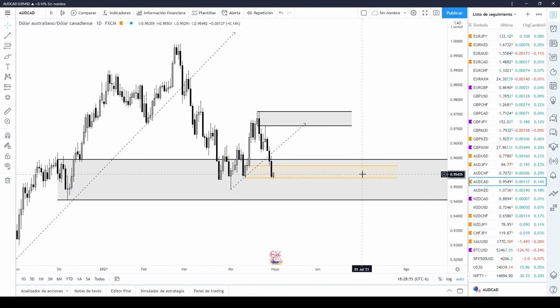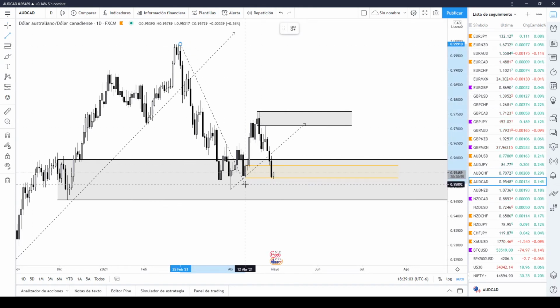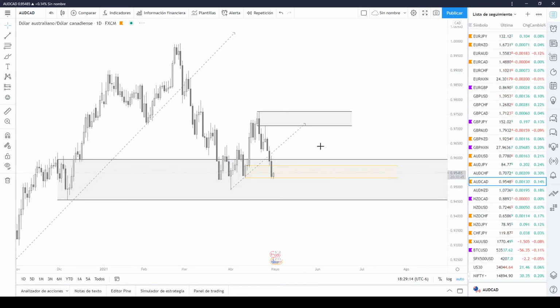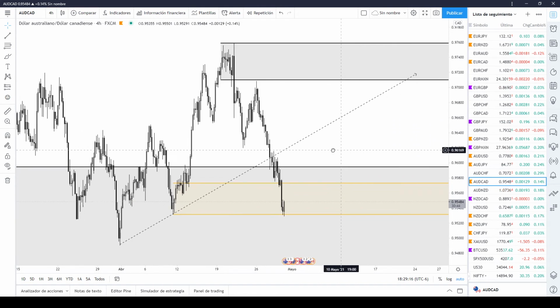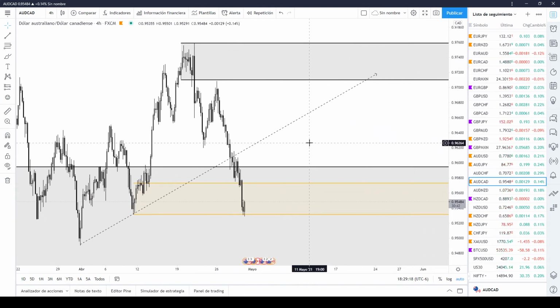I know people will start looking for buy opportunities. I'm sure they will, because they have seen this trend line broken. But I'm looking for a sell entry because the daily time frame is now bearish.